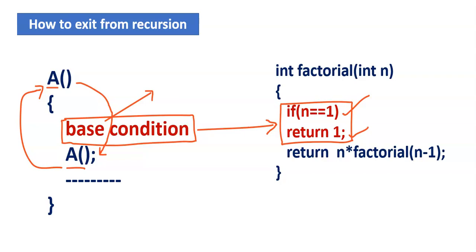This is about the details of recursion. In this video, we have seen the definition of recursion and another name for recursion, and also what a recursive function is, and also we have discussed types of recursion, direct recursion and indirect recursion, and lastly we have discussed how to exit from the recursion.